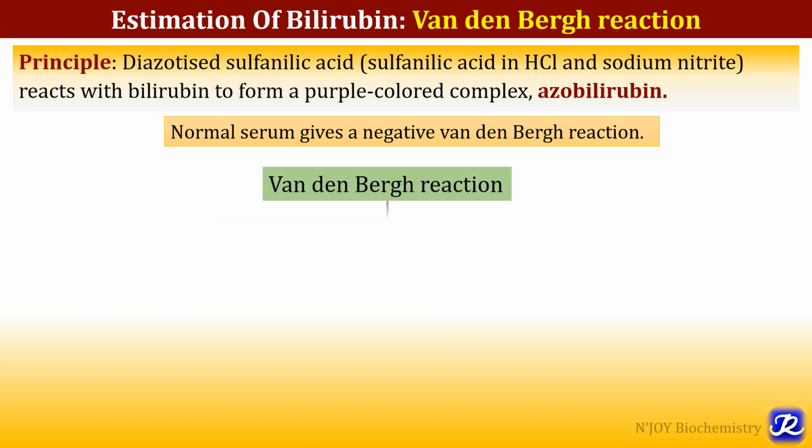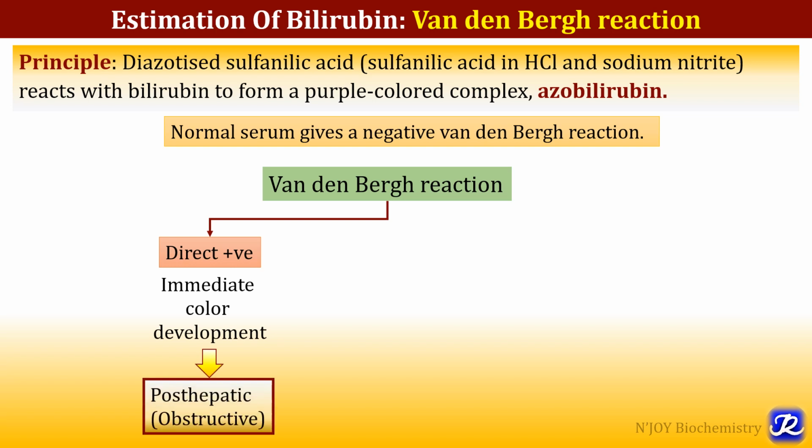Now this Van den Bergh reaction can be direct positive. So what will happen in this direct positive Van den Bergh reaction? If we add the reagent diazotized acid to the serum, there will be immediate purple color development within 30 seconds, and this is called direct positive, and it occurs in conditions when there is an increased amount of direct bilirubin. What is direct bilirubin? It is the conjugated bilirubin which is water soluble, and that's why there is immediate color development, and that's why it is also called direct bilirubin, and it is raised in post-hepatic or obstructive jaundice.